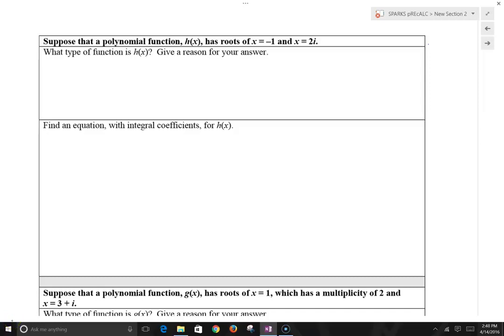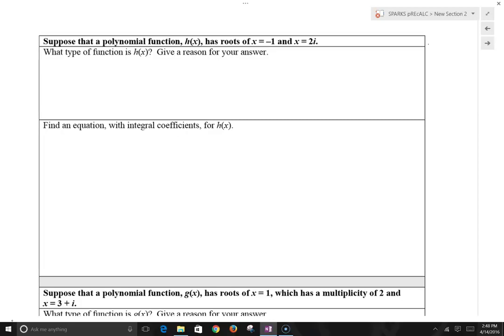Alright, this is a continuation of day 27 for Sparks Pre-Calculus. And we're going to start with supposing that a polynomial function has given roots of x equals -1 and x equals 2i. So when we see just two roots, we might think quadratic.